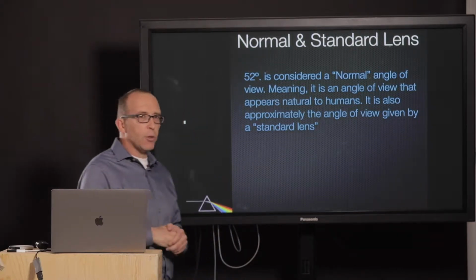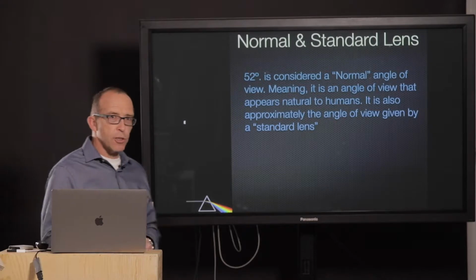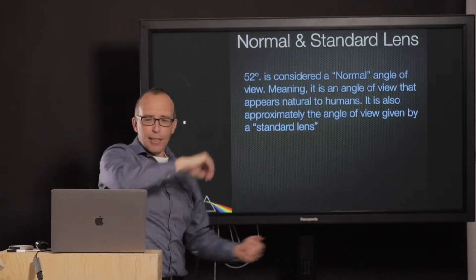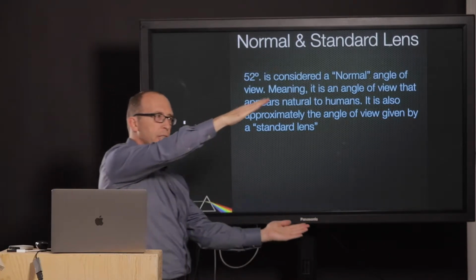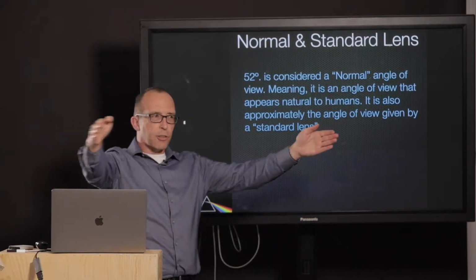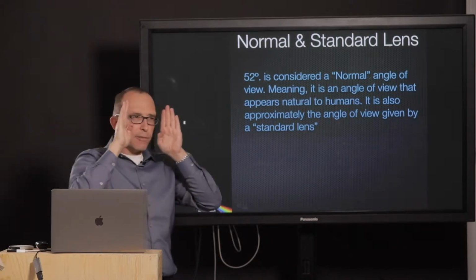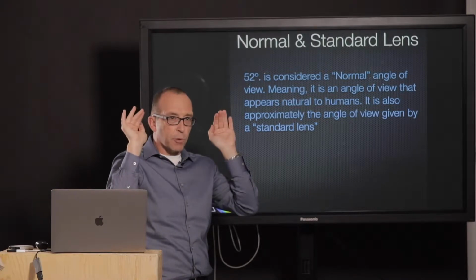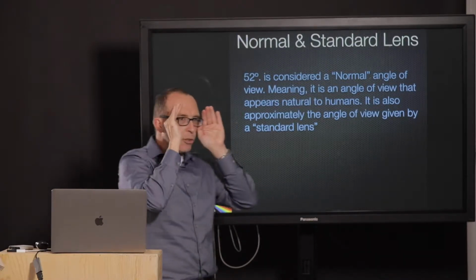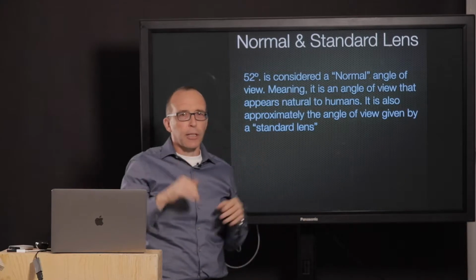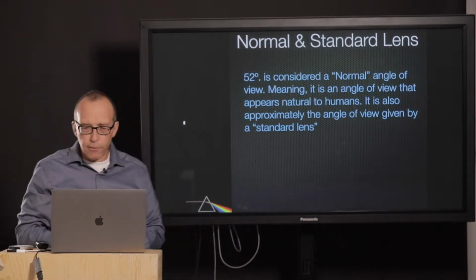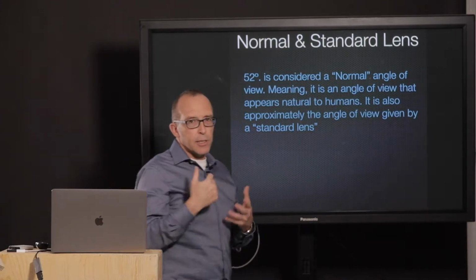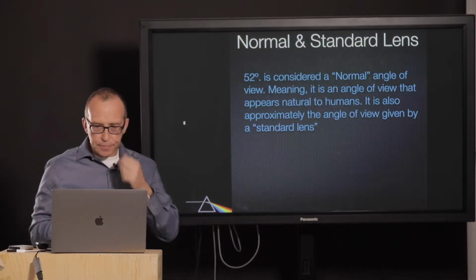I think we're all familiar with the concept of angles. If I say 90-degree angle, there's 90 degrees, 45 degrees, and 52 degrees, just a little bit more than 45. It's kind of considered normal. So what does that mean? It's kind of a gray area. Everybody probably has different levels of peripheral vision, but typically 52 degrees is considered the normal angle of view for human vision. And so any lens that mimics that is considered a normal lens.